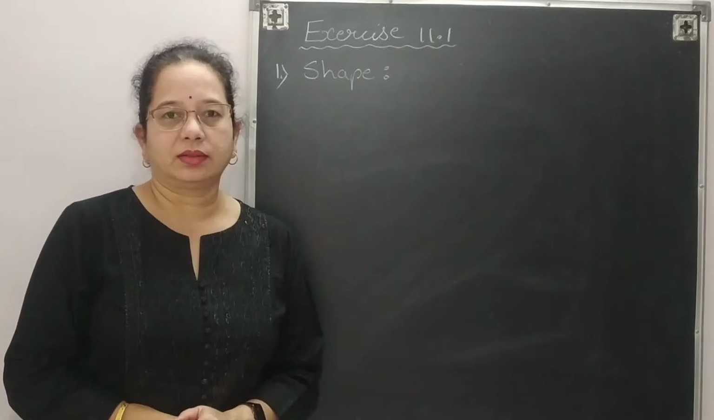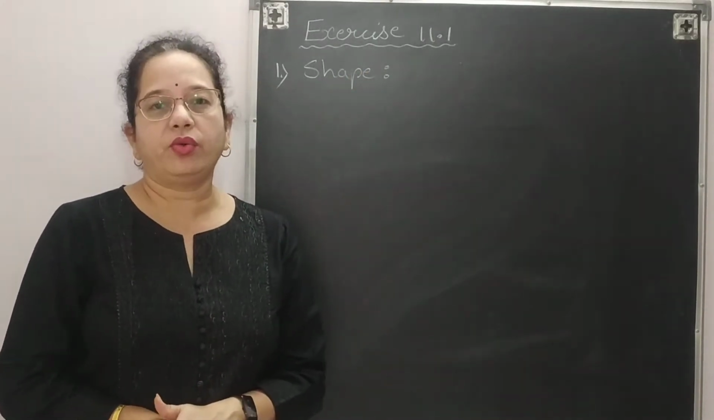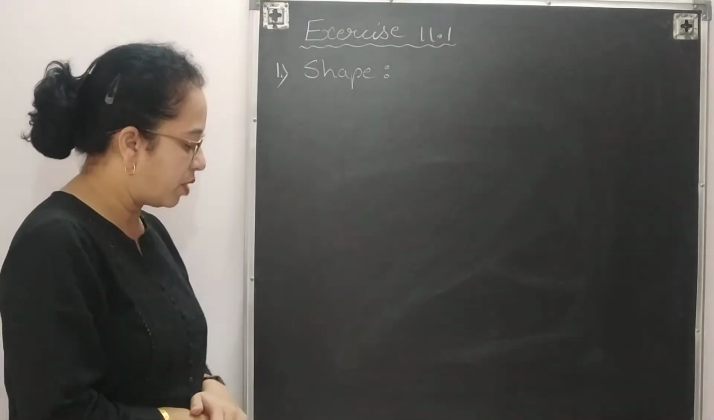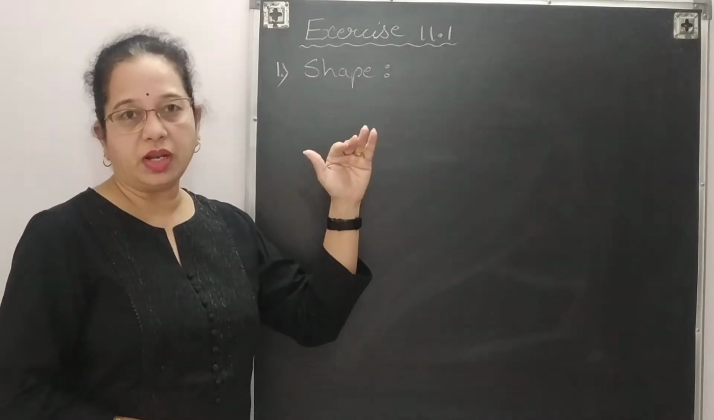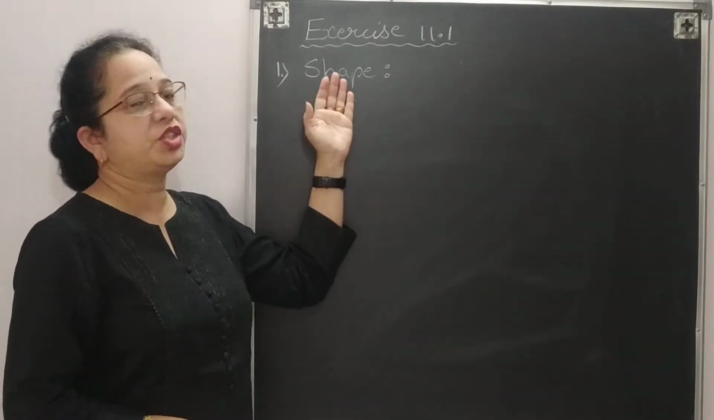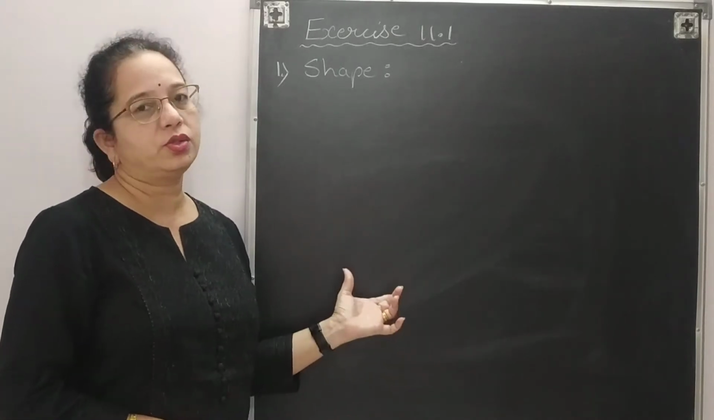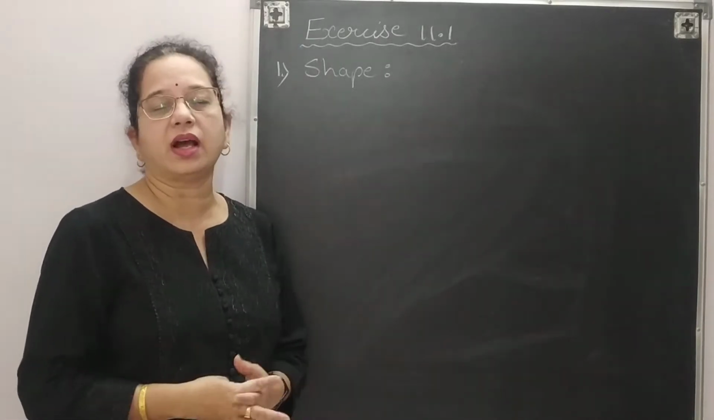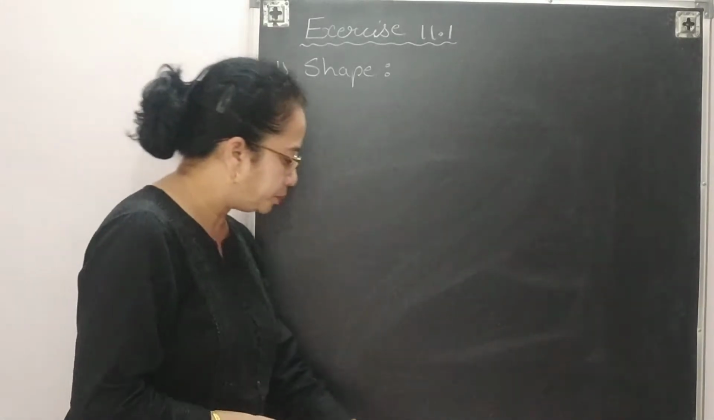Hello friends, today I am going to start with exercise 11.1. So question number 1. A few points that we will always write down whenever we read a word problem: which shape is there, what information is given, then the formula, then the solution, and in the last step we write the answer in a full sentence. So let us start reading question number 1.